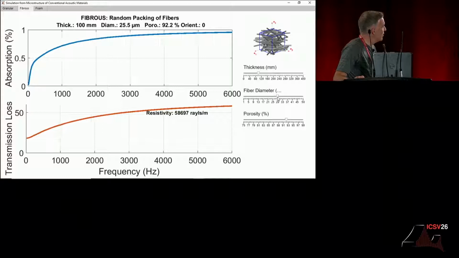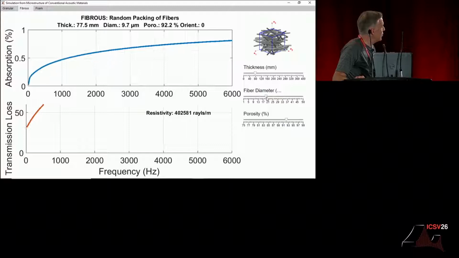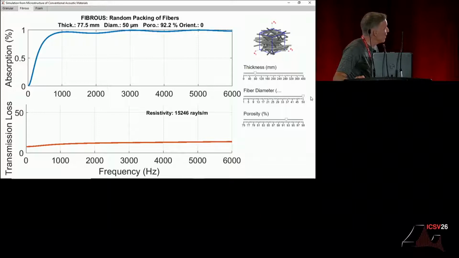Let's say if I select, for instance, this one, it goes there. You see that as I increase, I start to obtain a maximum. Then if I go to higher fibers, I will see it going down. And this optimal value also all depends on the thickness.